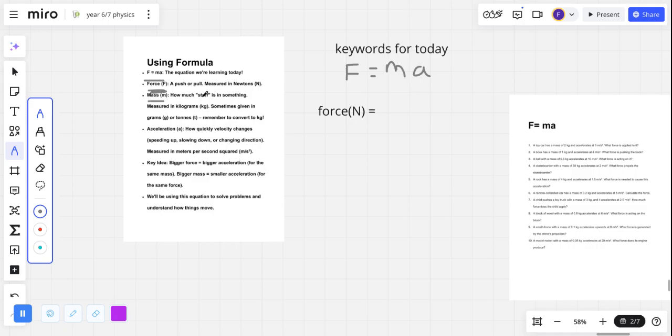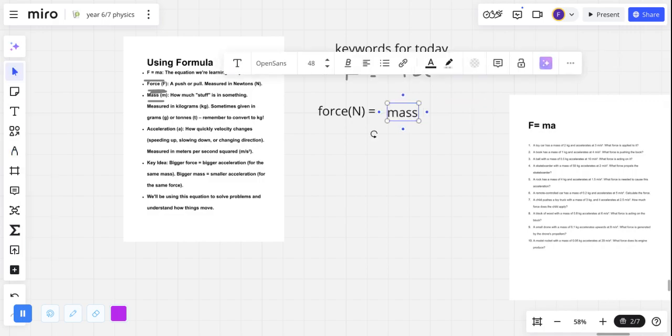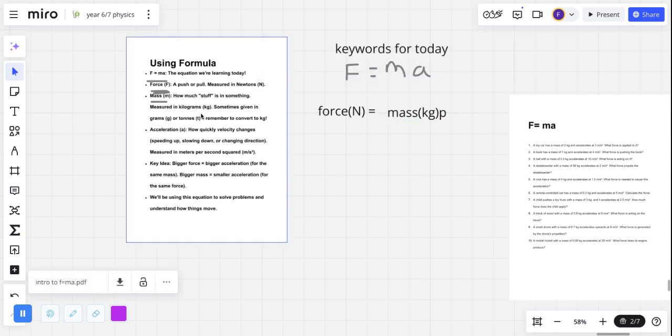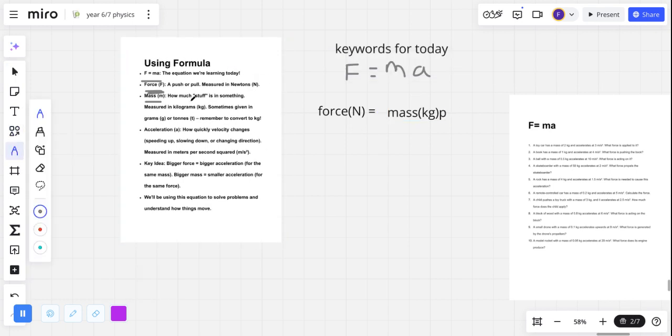Mass is how much stuff is in something, how much we're made of. So that M stands for mass. And the unit of mass is always, in physics, kilograms. I say that a lot. In physics, it's always kilograms, kilograms, kilograms. And I've written it here. Right, there it is. Always in kilograms. Now, there's something written underneath that. So when I wrote this out, and I'm going to do this later on, sometimes it's given in grams or tons, and you've got to remember to convert it to kilograms.